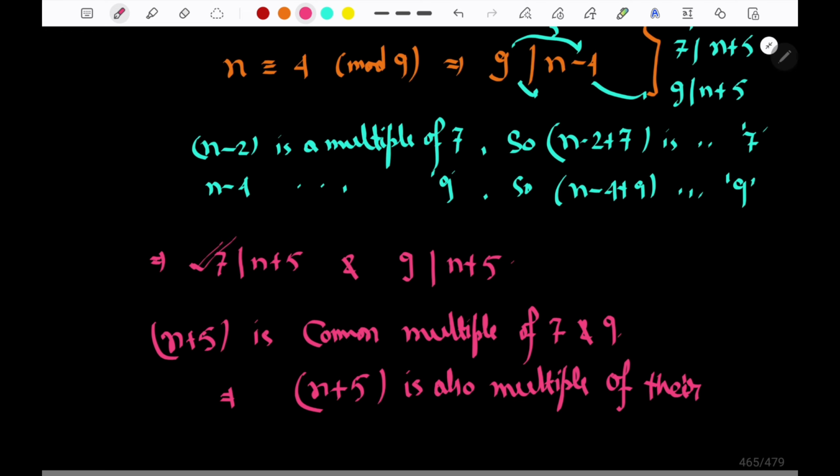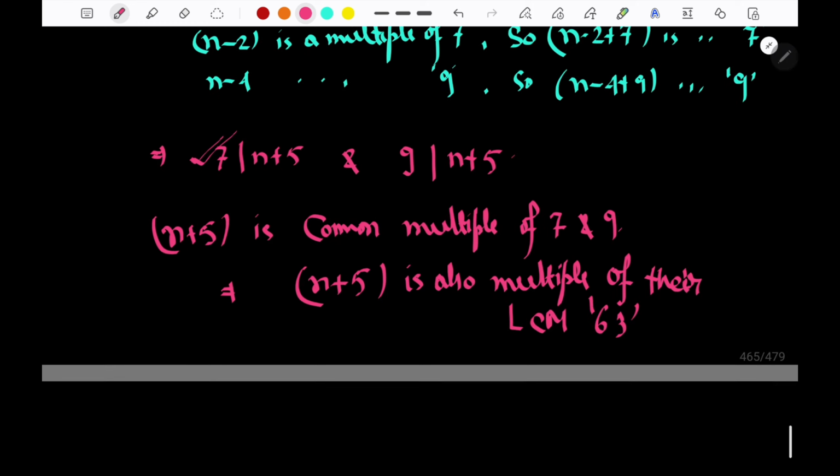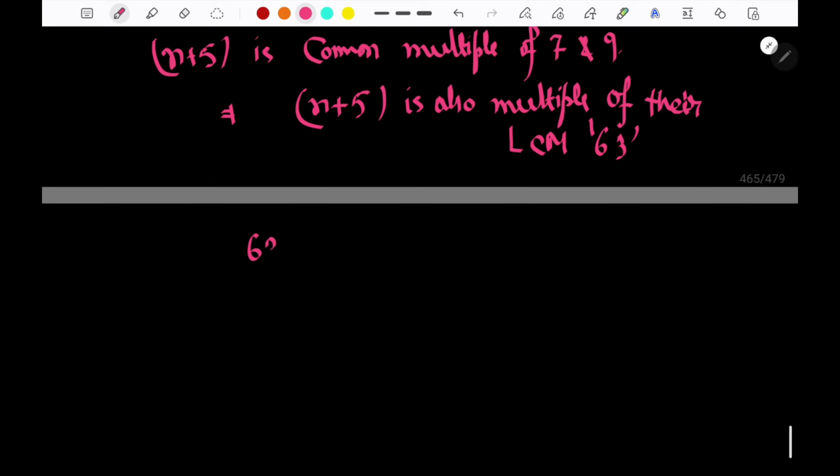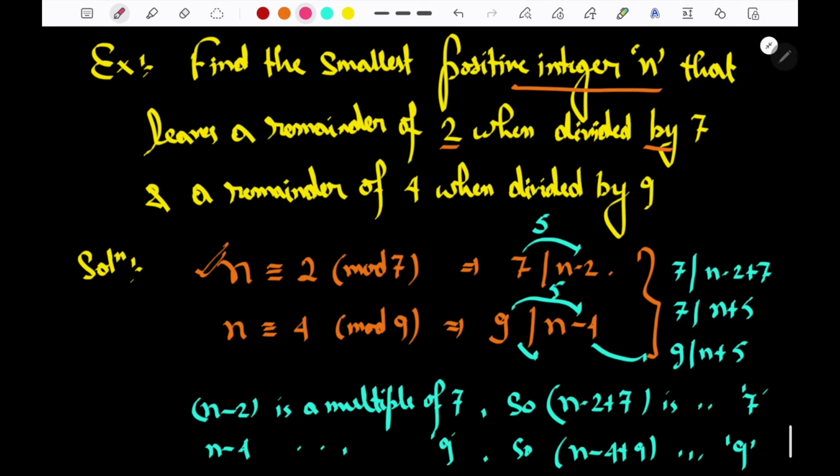Now again, how is this possible? Simply, n plus 5 is a common multiple of 7 and 9. So n plus 5 is also a multiple of their LCM, that is 63. So I can say strictly that 63 also divides n plus 5. Why this? You see the statement here.